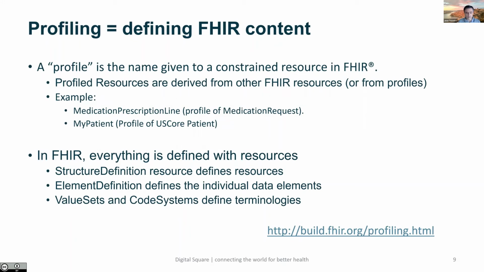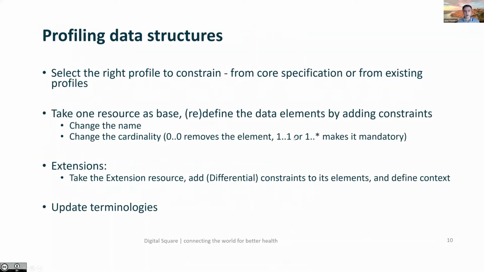It's important to know that everything in FHIR is defined with resources, except the narrative text. But when we want to define resources, we use a FHIR resource called StructureDefinition. So if I want to define my patient, I'm going to define a StructureDefinition that defines the data structure, which is my patient. And that StructureDefinition contains ElementDefinitions, which define the individual data elements. And of course, the value sets and code systems define the terminologies. All of this is in the profiling page of the FHIR specification. So when we look at profiling FHIR, the most common aspect of this is profiling data structures.